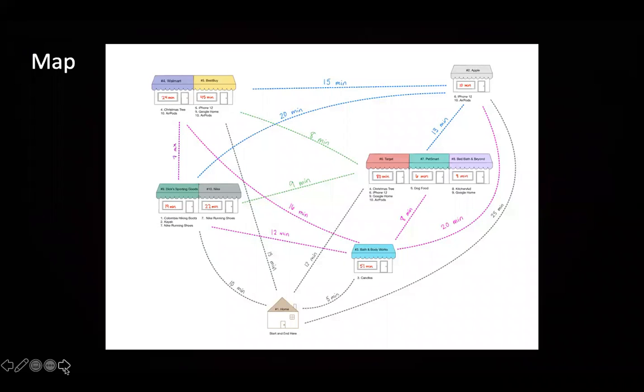Here's a map to help illustrate the problem. The time in minutes it takes to travel between locations is shown among the dotted lines, and the wait times for each store's checkout line is displayed in red on the store window. The items on the wish list that each store contains is listed under each store. As you can see, Target has the most items to offer of any other store. However, it also has the longest wait time.